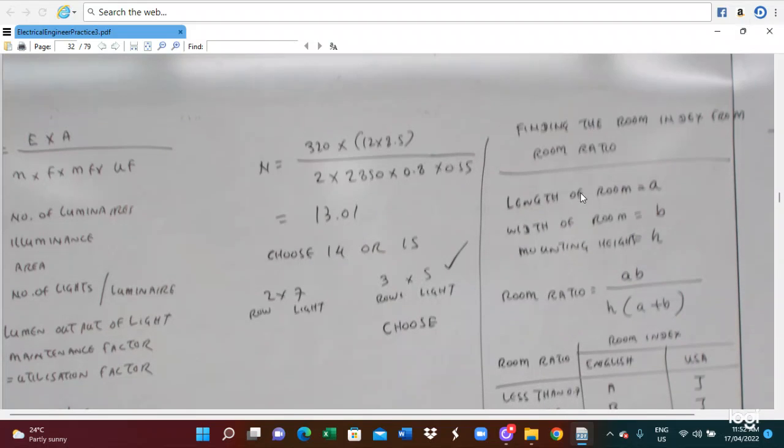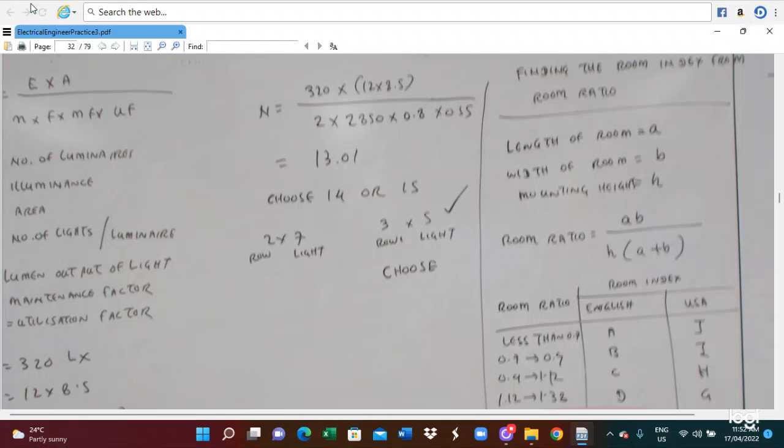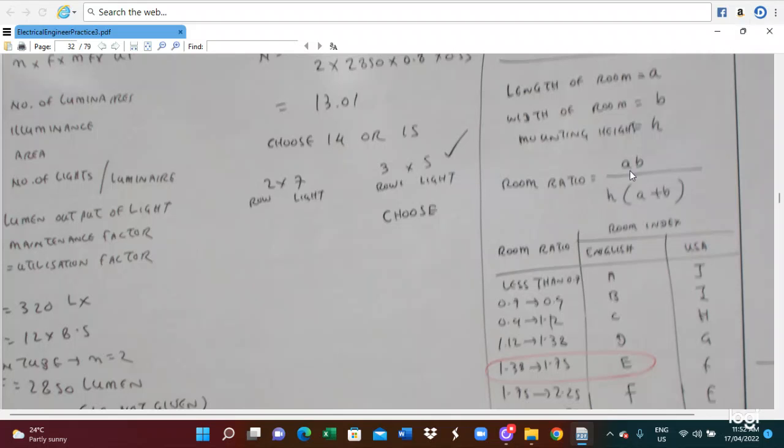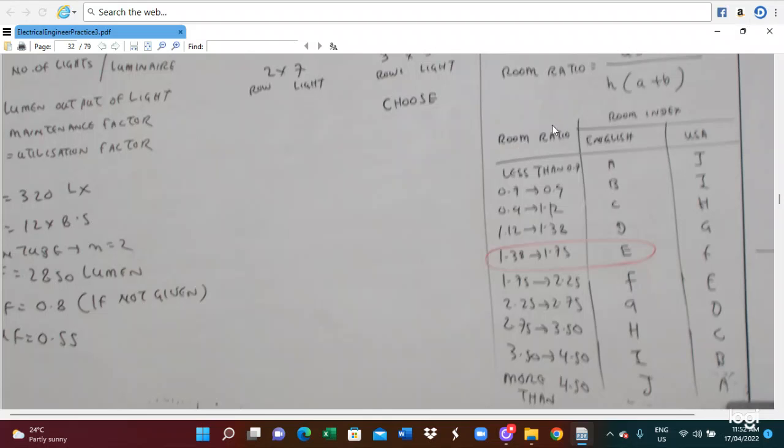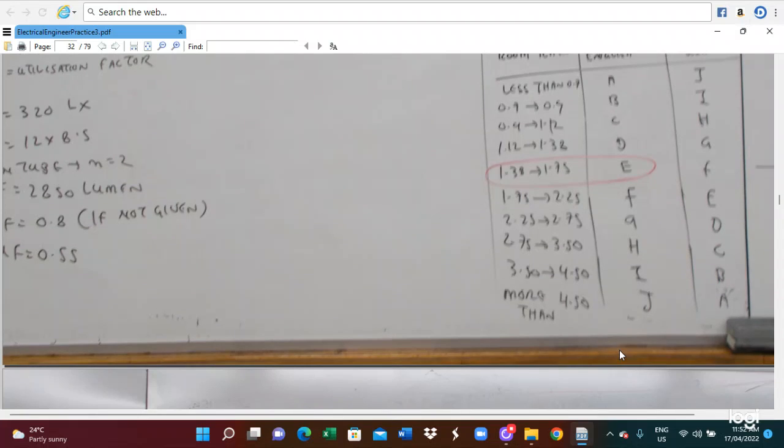We can also calculate the room ratio method. Now the room length is A, the other side is B, and the mounting height is H. In this case, room ratio can be calculated as A B divided by H times A plus B. In this case, the room index method is dependent on the room ratio method. This is the English and USA system. So if you have the room ratio value, you can select the E, A, B, C, D, and this is the room ratio value.